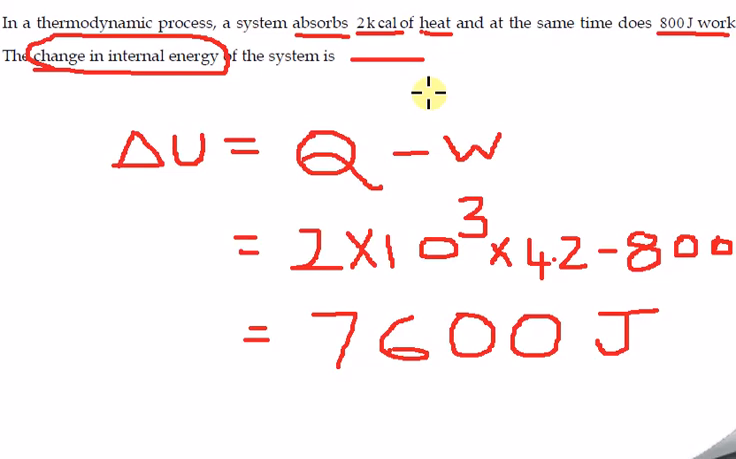From thermodynamics you already know this particular formula: delta u is equal to q minus w. So let us quickly learn this. Delta u is nothing but the change in internal energy, which is what they are asking now. The change in internal energy is denoted by delta u, and heat added to the system is q, and work done by the system is given by w.